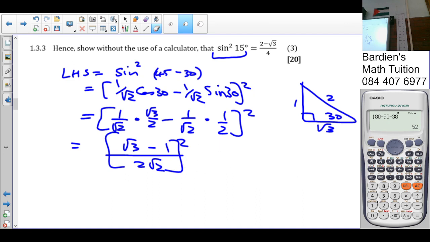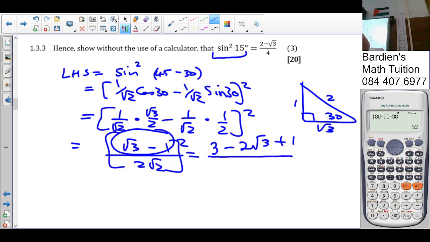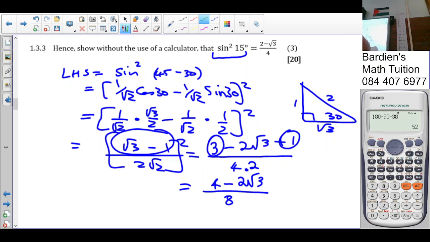So what I do is I have a binomial square in the numerator, so I square the first term. So the root of 3 all squared is going to give you 3 minus 2 root 3, and negative 1 squared is positive 1. I've just squared the top, the numerator. If I square the denominator, 2 squared is 4, and the square root of 2 squared is 2. So 3 plus 1 is 4, minus 2 root 3 over 8. And as you can see, 2 is a factor of all those terms there. So I divide throughout by 2. So I got 2 minus the square root of 3 over 4.